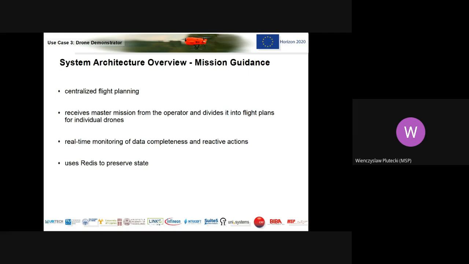And of course, the drones, while they are acquiring images, send back information whether all the images were acquired correctly, if there are any errors or bad quality images. So this service can in real time check if all the data has been successfully collected. If not, it can plan reactive actions, send another drone to collect missing data. And since this service tracks the progress of the mission, it uses Redis cluster to preserve its state, so that if something happens to the node where this instance is running, the state will be preserved. We can restart the service, and it will continue its operations.